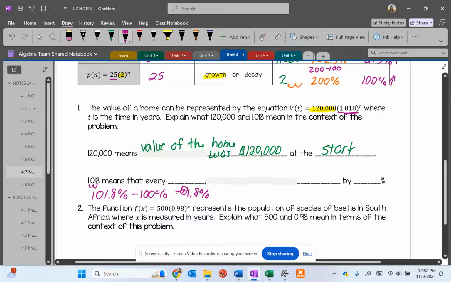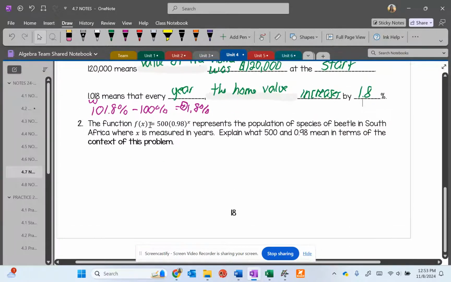So because it's positive, that means, what is the time frame? Every year, the home value does what? Well, it was positive, so it increases by 1.8%. Okay, let's see this in action with another question.